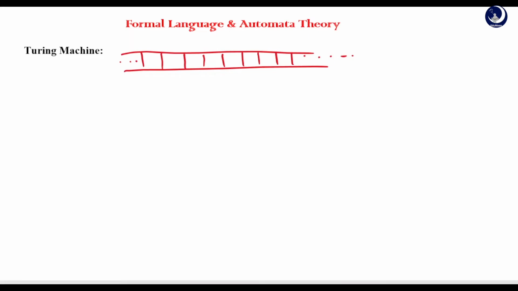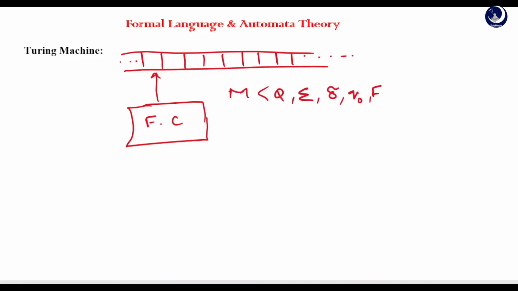Here we can see an infinite tape which contains the input symbols, a read-write head, and a finite control. This read-write head is going to read the symbols on the tape. Let us see the tuples of this machine. It has the same tuples as a finite automaton: Q, sigma, delta, Q naught and F. Additionally, we have two more: the tape symbols, denoted by capital gamma, and a blank space B. These are the seven tuples of a Turing machine.